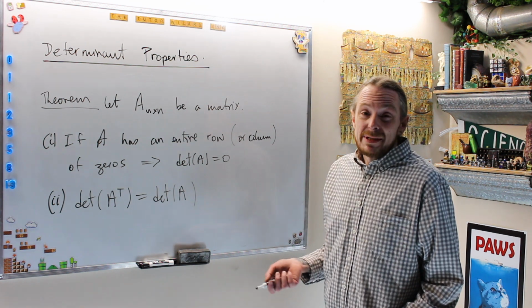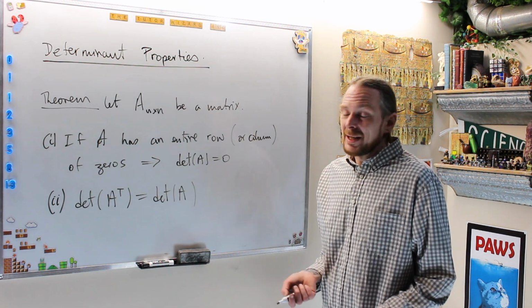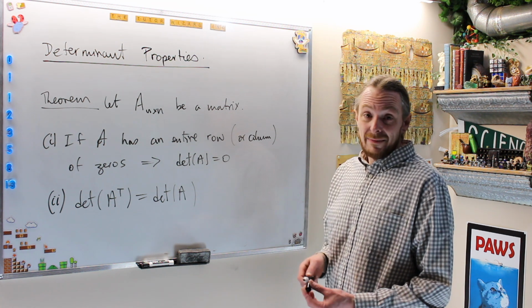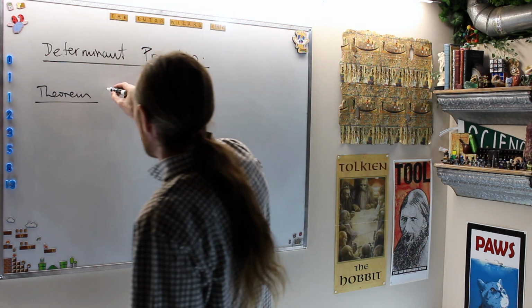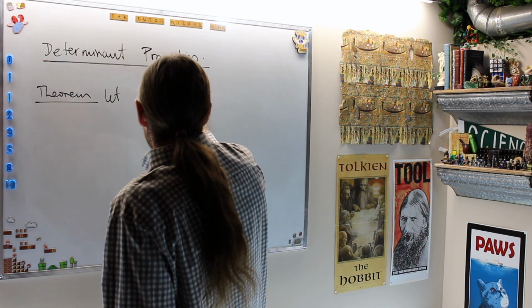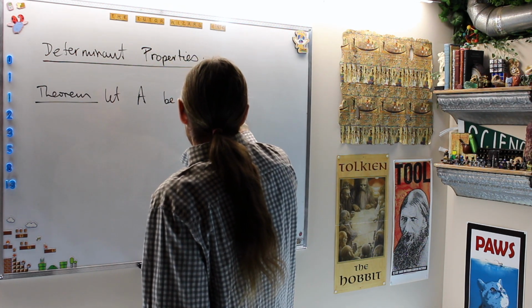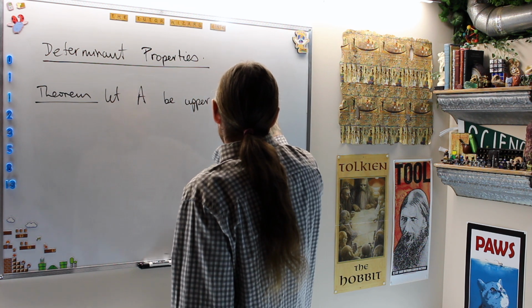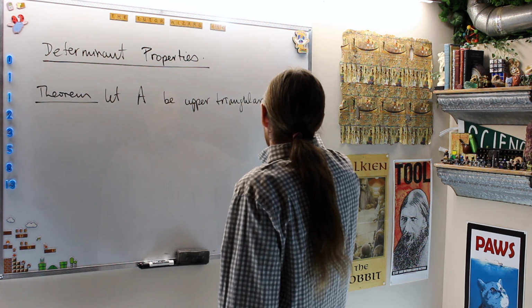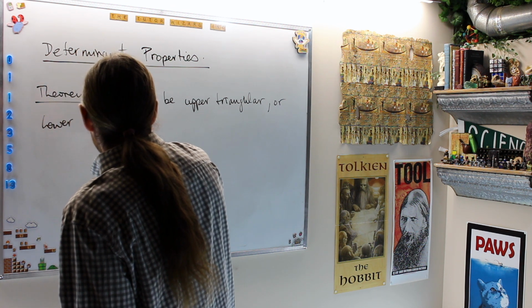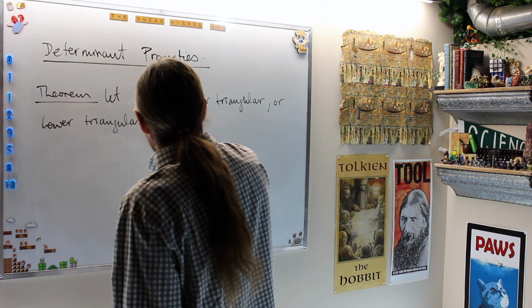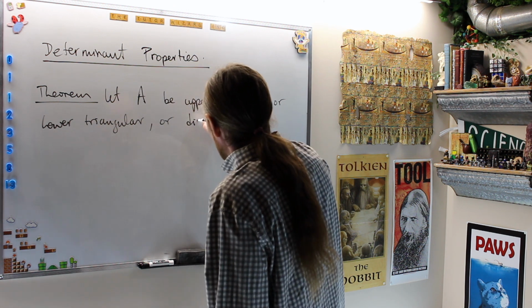And if you have a row of zeros or a column of zeros, you don't have to think about this or cofactor expand anymore. You just know that you have the determinant 0. This is the first thing we want you to see. Theorem. Let A be upper triangular or lower triangular or both, which is diagonal.